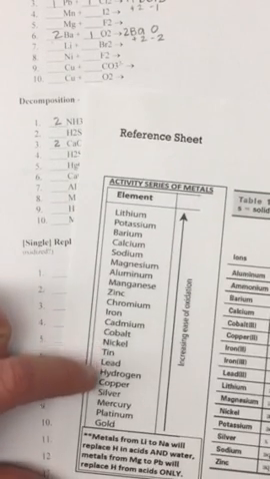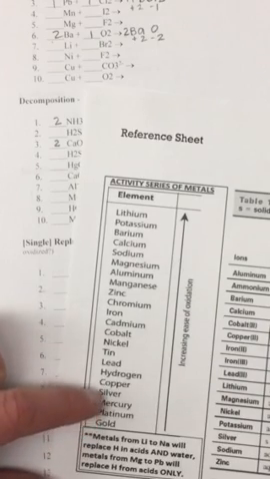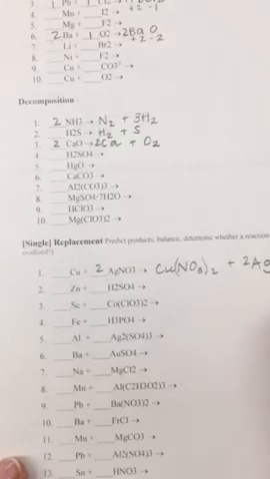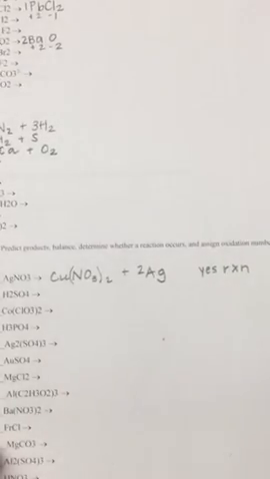So if we look at our activity series, we know that copper is above silver in the activity series, so therefore this does have a reaction. Yes, reaction. I know you can't see that. Woo!